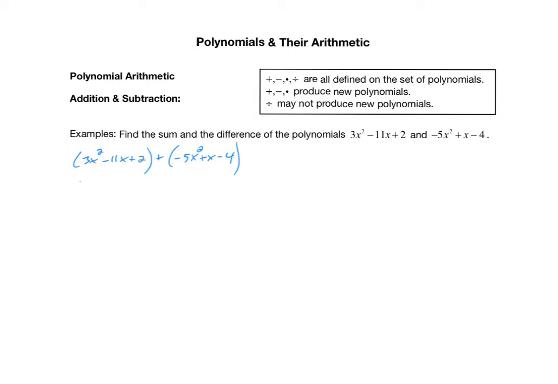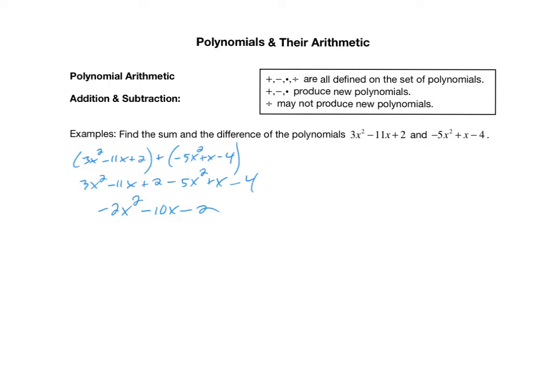This is really just 3x squared minus 11x plus 2 plus negative 5x squared, or you could write just minus 5x squared, plus x minus 4. Combining like terms, 3x squared minus 5x squared gives us a total of negative 2x squared. We've got negative 11x plus 1x would give us a total of minus 10x. And we got 2 minus 4 gives us a total of minus 2. The sum of this polynomial with this polynomial is negative 2x squared minus 10x minus 2.